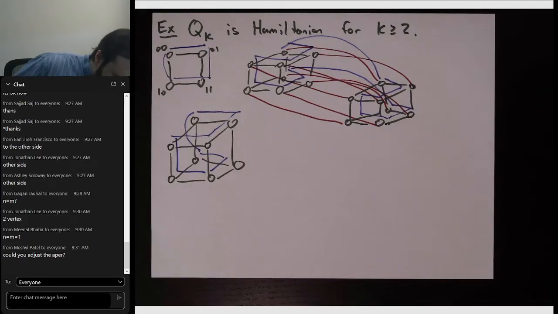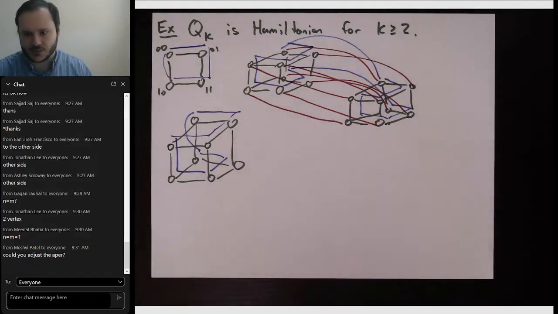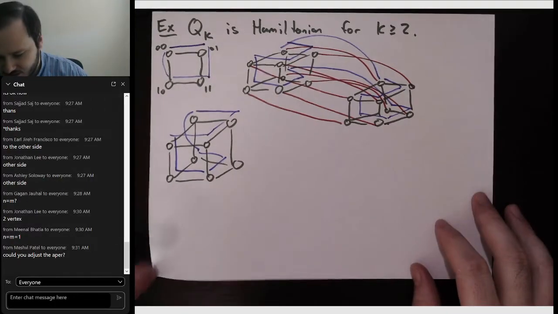Okay. Last thing I want to talk about today is vertex coloring.